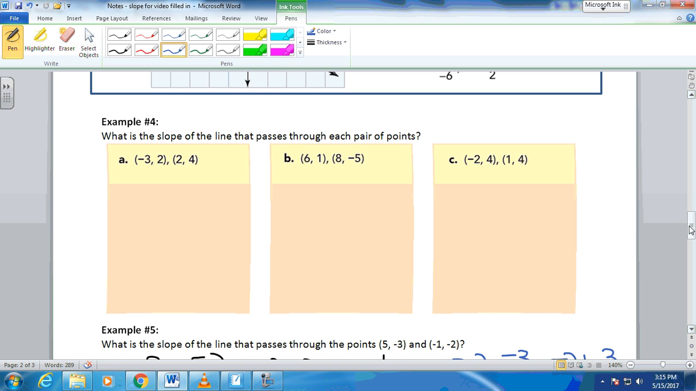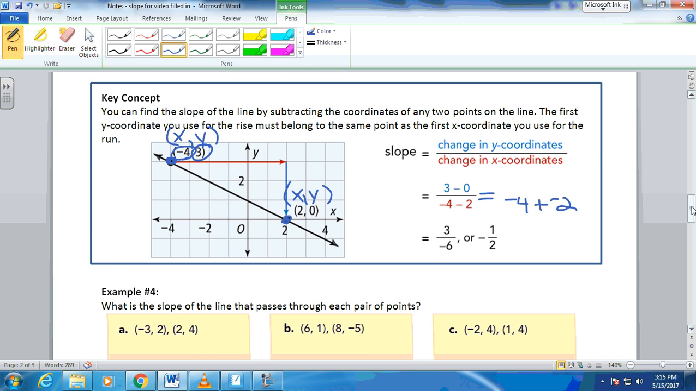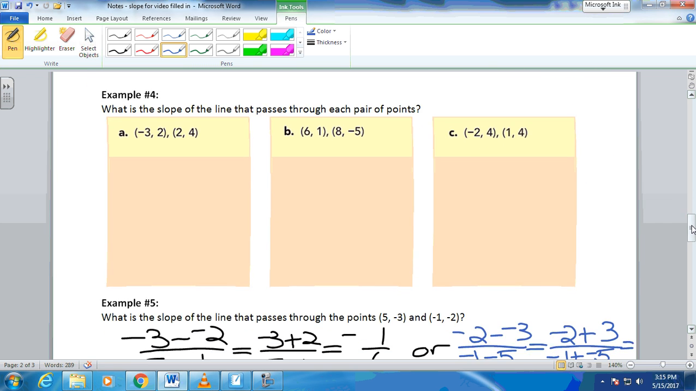So for number 4, they're asking, what is the slope of the line that passes through each pair of points? So I'm just going to go back up here again. They wrote change in y coordinates, so I'm just going to put this next to it, change in y divided by change in x. So again, we're thinking slope, which is the change in y divided by the change in x. And you can choose this however order you want.